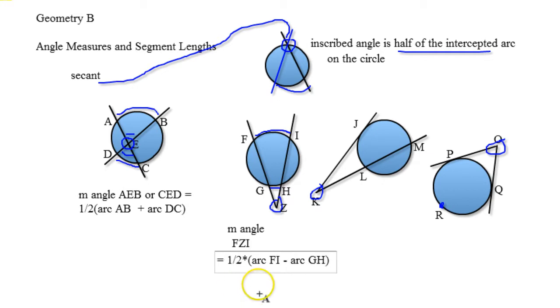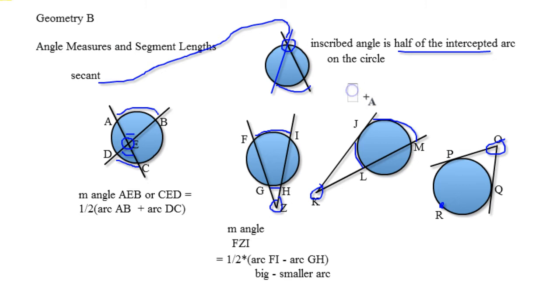And here's a rule of thumb. You always want to go the bigger arc minus the smaller arc. That's always going to be a really good rule of thumb. And the bigger arc is always on the opposite side. Now we'll probably see a theme here. We're going to be dealing with the intercepted arcs right here.